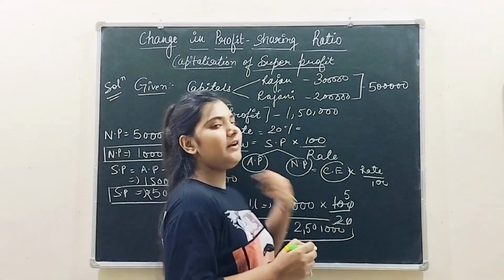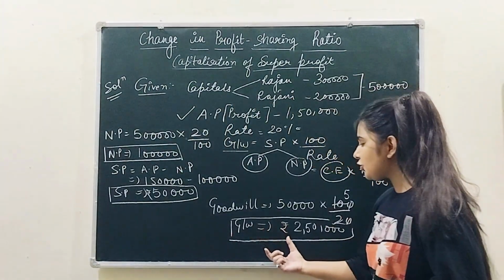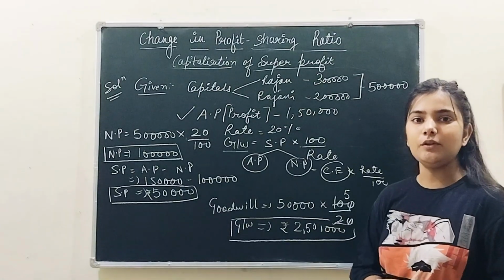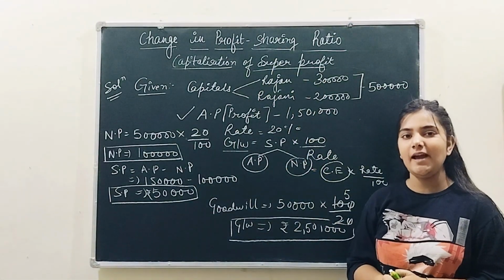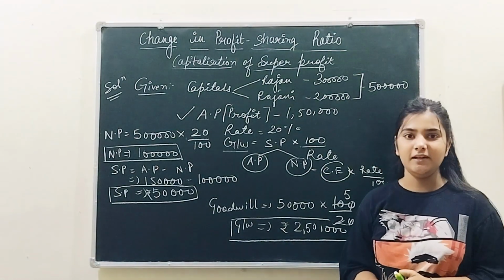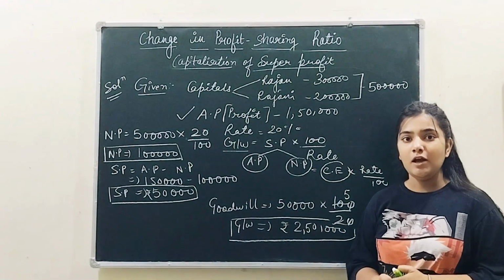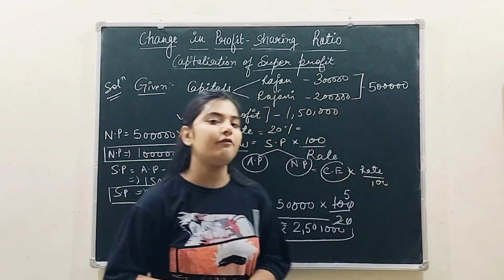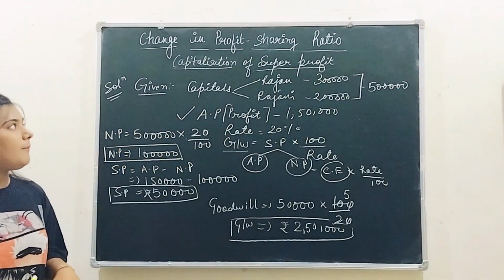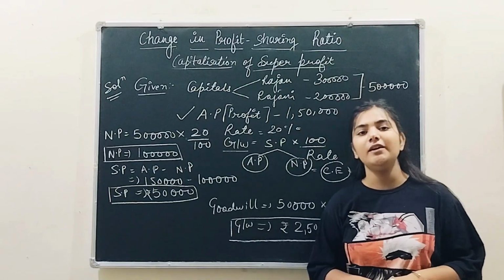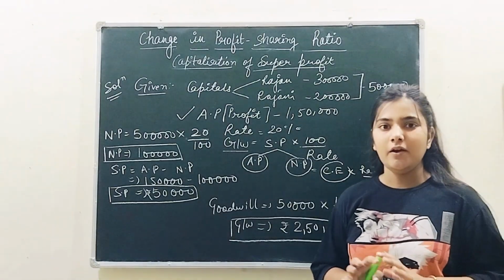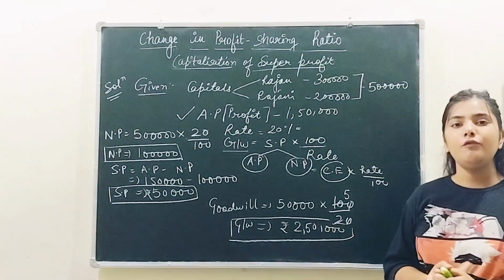Now one thing that I would like to highlight here: just go and check your answer in the last video. The answer that you got by applying the average profit method of capitalization, you got the same answer, right? In this question also you are getting 2,50,000. So it means whether you apply capitalization of super profit or average profit, the answer is going to be the same, right?